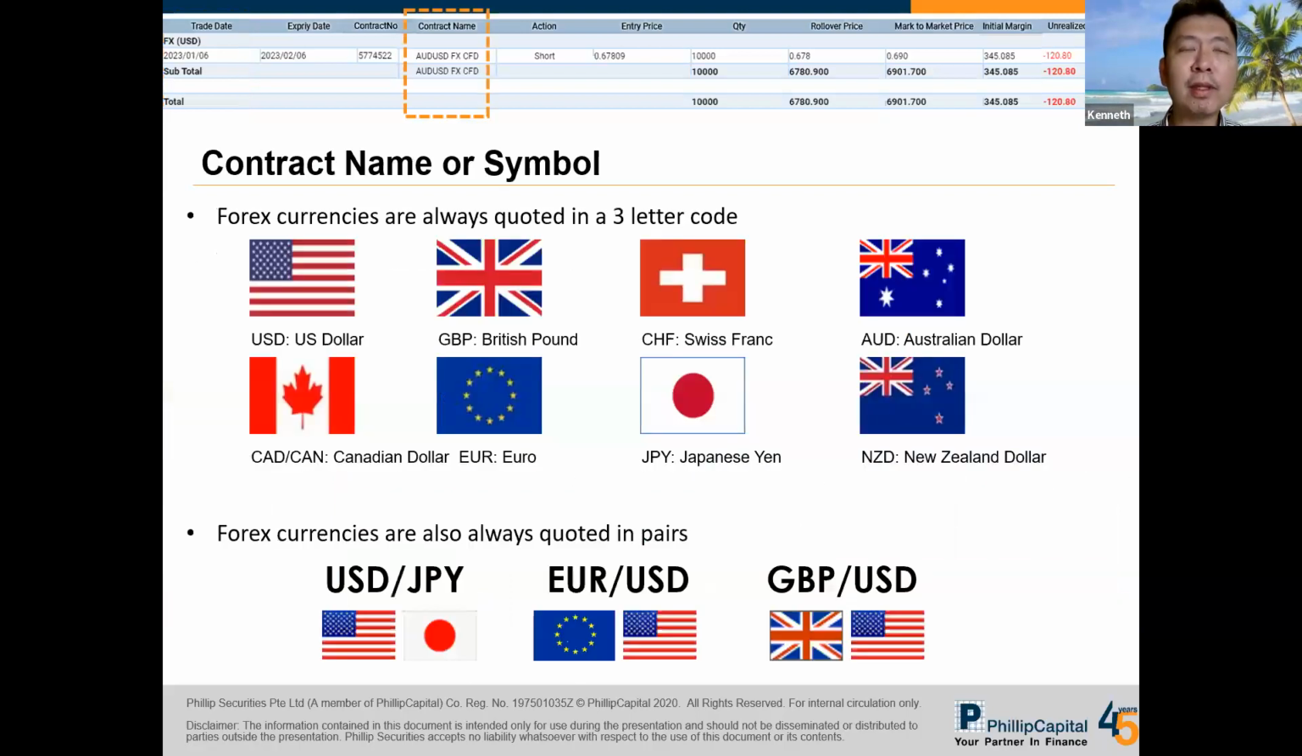Now, very quickly, FX symbols. Forex currencies are always quoted in 3-letter codes, as they are always traded in pairs. So in an FX CFD contract name, you'll always find a pair of 3-letter codes, as shown in the statement for the AUD USD FX CFD contract. As you can see, the abbreviation for British pound is GBP, Swiss franc is CHF, Australian dollar is AUD, and of course the US dollar is USD, and the rest of it is actually shown on the slide as well.